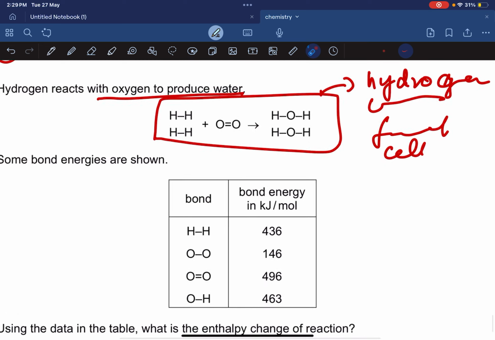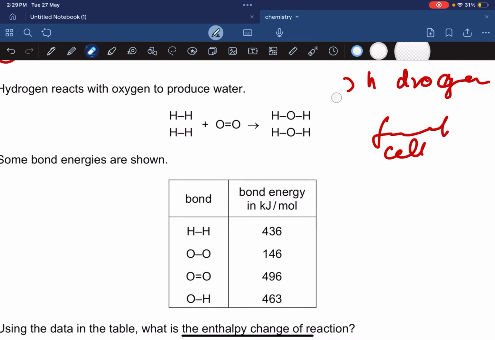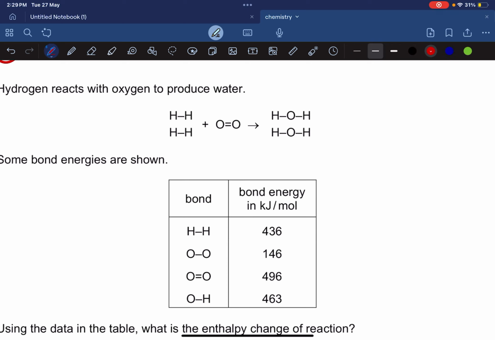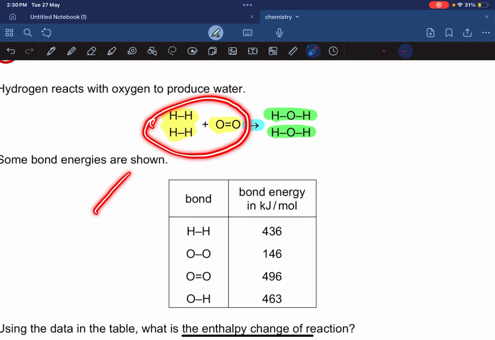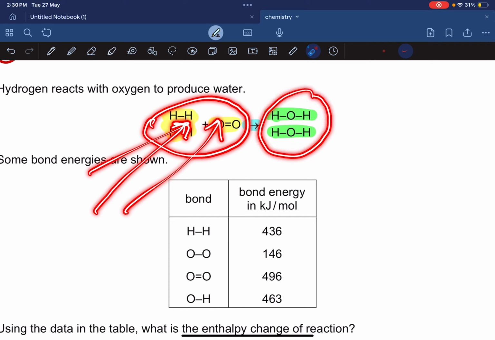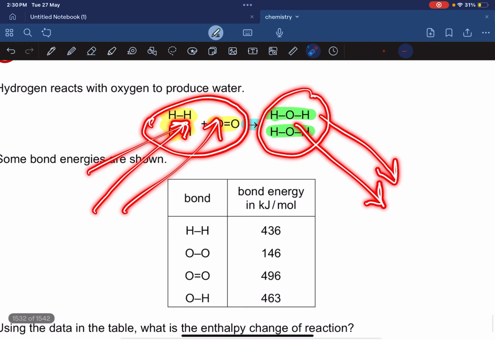Okay, let's calculate it. So now you have to understand two or three things that are going to happen over here. The first important thing is that you have to identify the arrow. Now what do I mean by arrow? You have to identify that before the arrow, all the things that you have, this thing and this thing, bonds are being broken. And after the arrow, all the things that you have, bonds are being formed. So to break these bonds, you have to give it energy. So energy is going to go into this thing. And over here, bonds are being formed. Bond forming is exothermic. So energy is going to come out after the arrow.